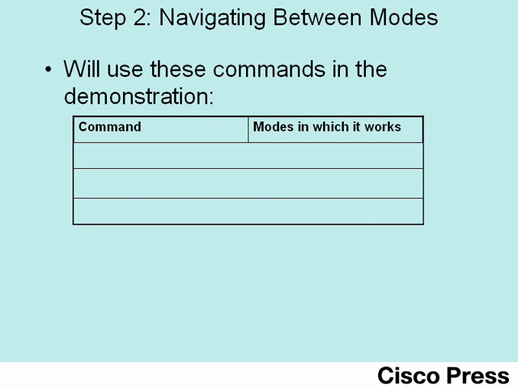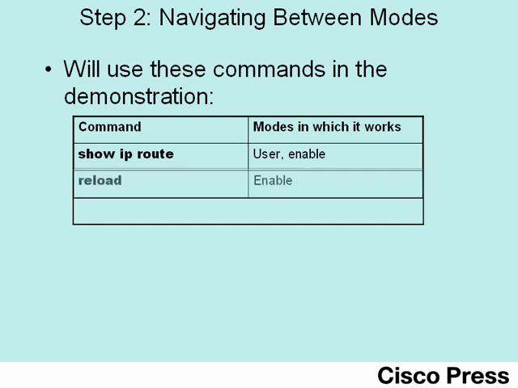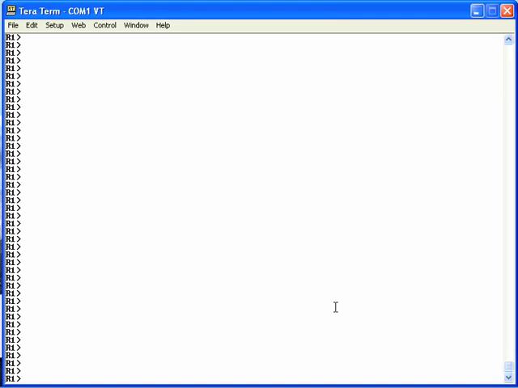This table shows 3 different commands that we'll use at step 2. In particular, there's the show IP route command, and that's an exec command that's available both in user mode and enable mode. It's available in user mode because it cannot harm the operation of the router. We'll also look at the reload command, which is only available in enable mode. It's an exec command, but because it can harm the operation of the router, because it can cause the router to reboot, it's only available in enable mode. Finally, we'll look at the hostname configuration command, which changes the router's configuration.